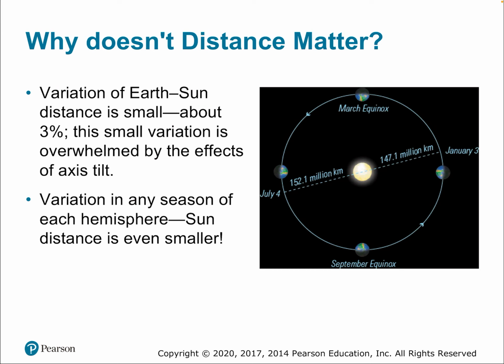All right. So why doesn't the distance matter? Well, the variation of the Earth-Sun distance is small, as I said. It's actually about 3%. It's less than 10, but it's significantly less than even 5%. The small variation is overwhelmed by the effects of axial tilt, so it just doesn't show up. Even though when we are closer, we are getting significantly more intense sunlight, the energy imparted to the atmosphere probably gets driven around by weather patterns, and it just simply doesn't have an effect of having, on average, hotter summers in the southern hemisphere. We just don't see it. The variation in any season of each hemisphere is just natural, and the sun distance effect is even smaller.